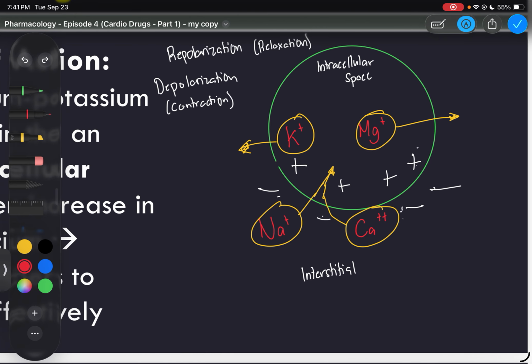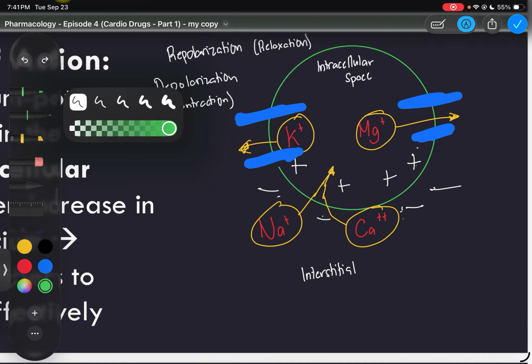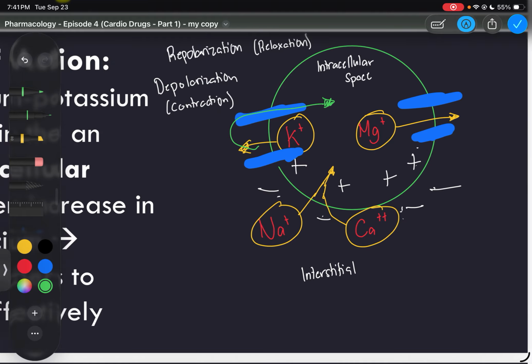Luckily for you, ang atong lawas already has a mechanism for this. This is what we call our sodium potassium pump. Now, what it does, I want you to listen, what it does is after the depolarization phase, it will pull potassium back in. Okay? And then, it will send sodium out. After depolarization, it will send calcium out.